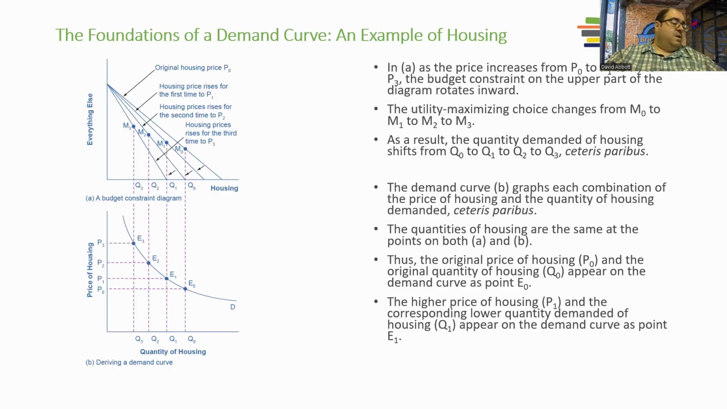We graph this relationship, the price of housing rising from P0 to P1 to P2 and P3, while the total quantity of housing demanded falls from Q0 to Q1 to Q2 to Q3, on a demand curve, which is in part B of the figure that we see on the screen. The vertical dashed lines stretching between the top and bottom of figure 6.5 show that the quantity of housing demanded for each point is the same in both A and B.